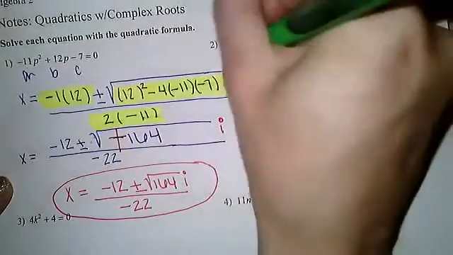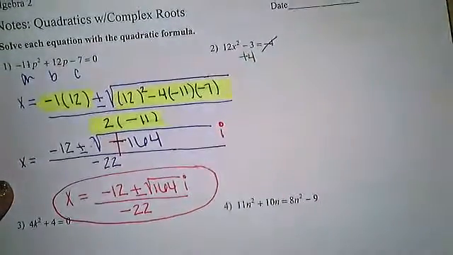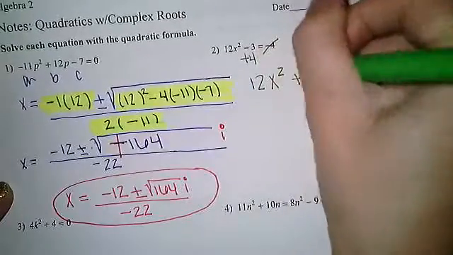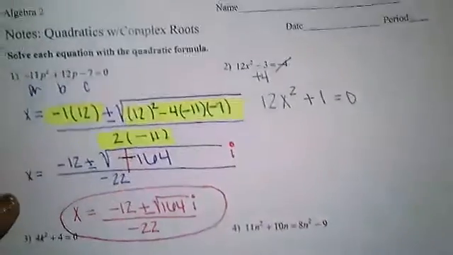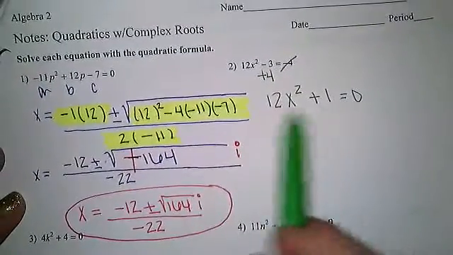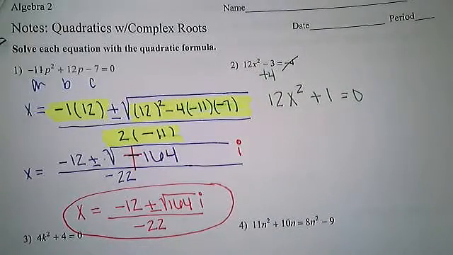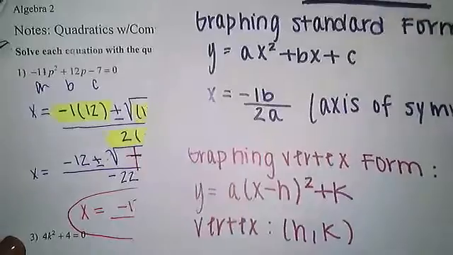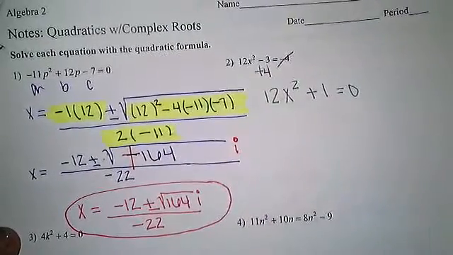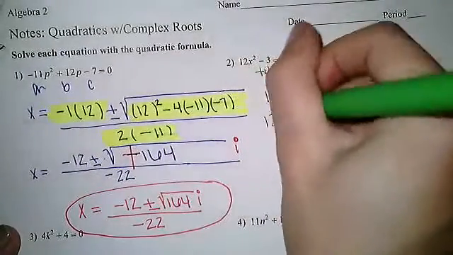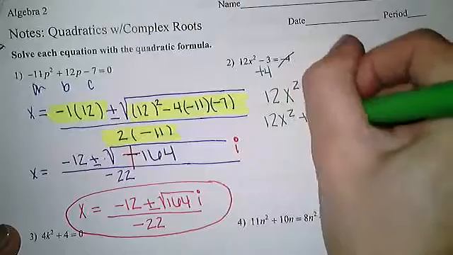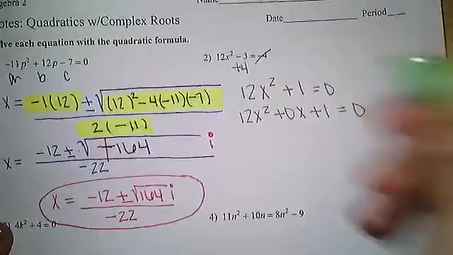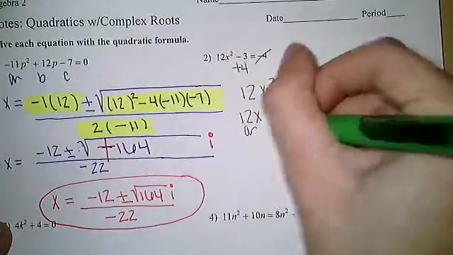So let's do the second one. I'll add this 4 over, and there is a like term. So -3 plus 4 is +1 equals 0. This is actually a really good one to do because it doesn't have a linear term. And by linear term, I mean it doesn't have anything with x. It just has stuff with x squared. So we can actually rewrite this as 12x squared plus 0x plus 1 equals 0. So we have our A, our B, and our C.